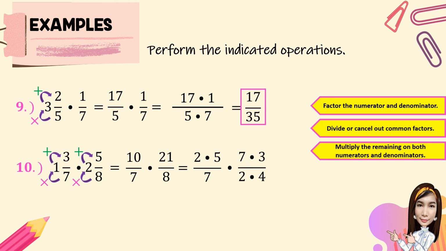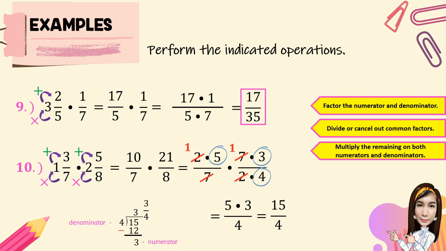Then divide or cancel out common factors. 2 divided by 2 is equal to 1. 7 divided by 7 is equal to 1. Then multiply the remaining on both numerators and denominators. We have on the numerator 5 times 3. On the denominator, we have 4. So 5 times 3 is equal to 15 over 4, which is considered an improper fraction. To change it into mixed numbers, simply divide 15 divided by 4. The result is 3 and 3/4. And either of the two is considered the final answer.